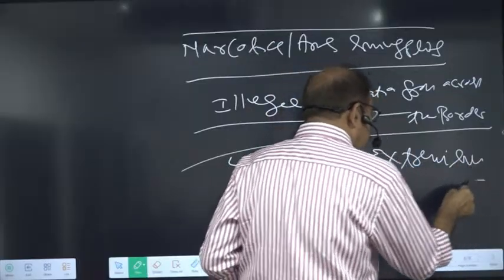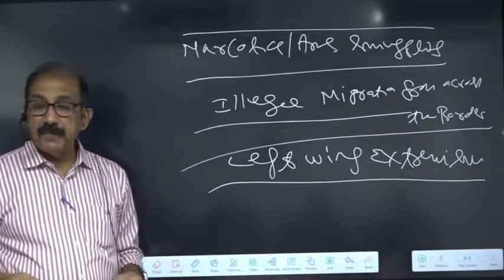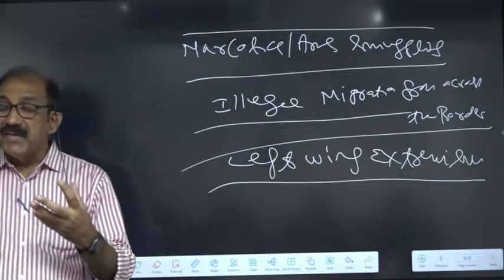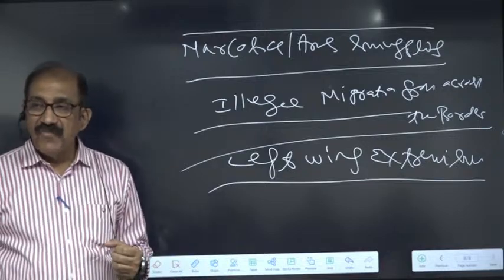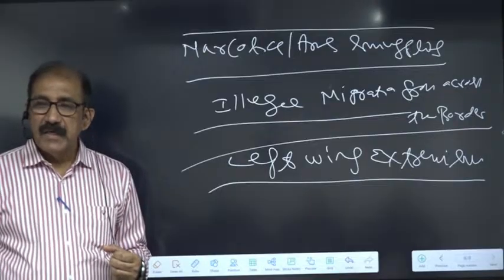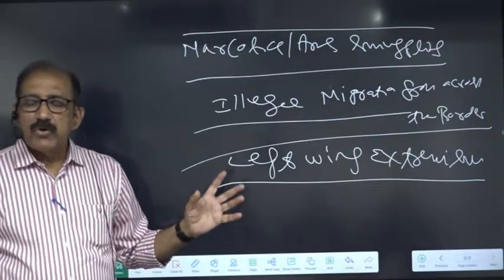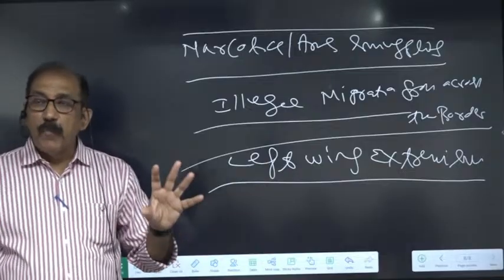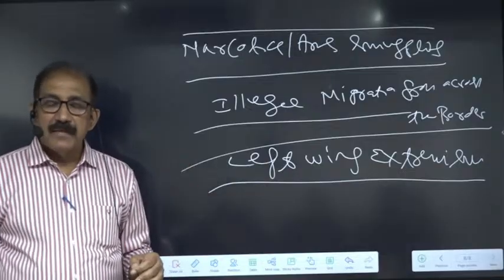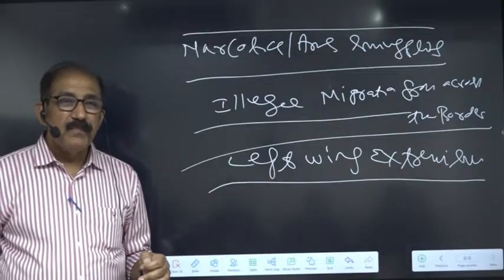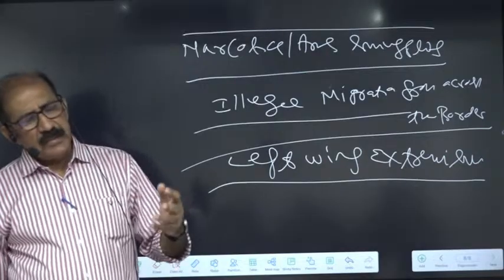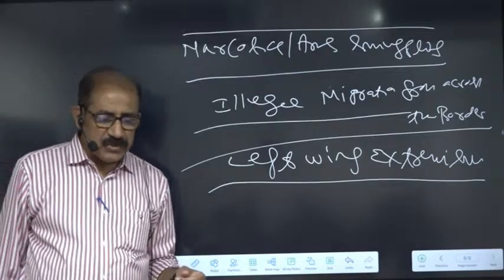Left wing extremism. Now, what is left wing extremism? Left wing extremism is basically Naxalism. Why do we call it left wing? Because it is influenced by communist ideology. Left wing extremism or Naxalism.